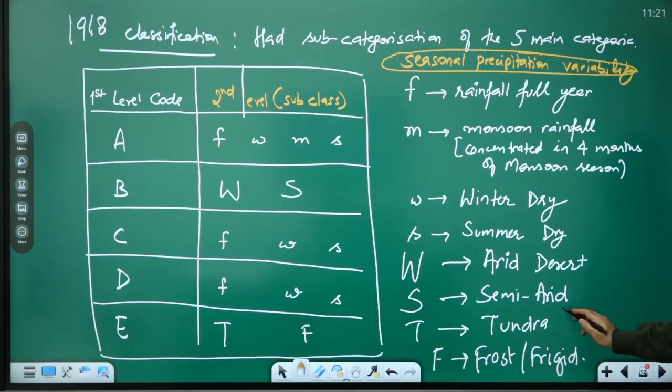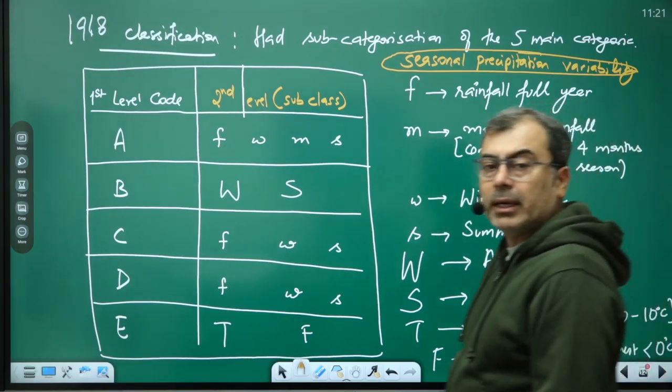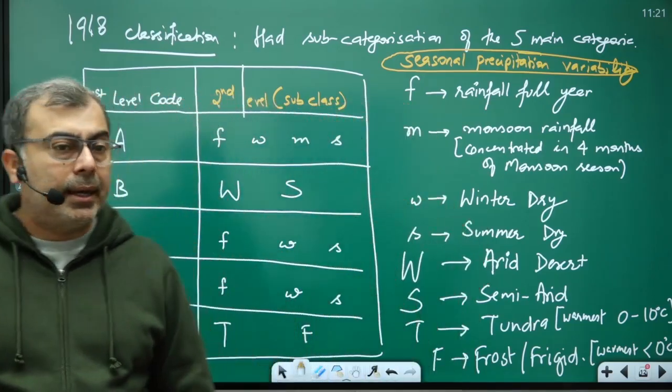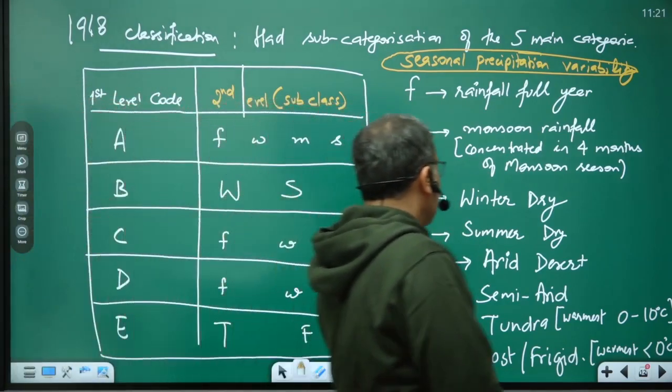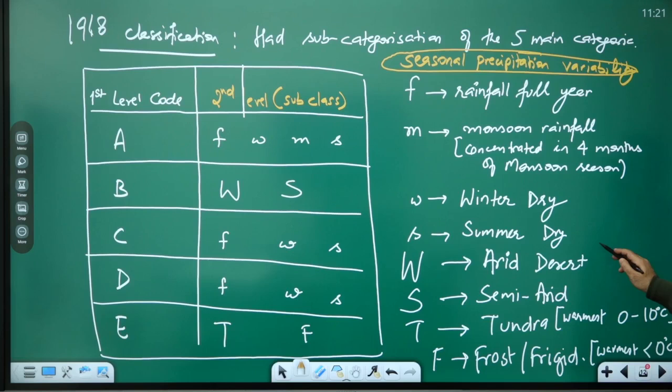So what will we say for T? You can add this where I made you write down 0 to 10 degrees Celsius. And in frozen, even the warmest is less than 0 degree Celsius. Is this easy to remember or not? Can we do this? What formula is coming out here for arid and semi-arid? What is the formula? Yes, so this should be less than and this should be more than.